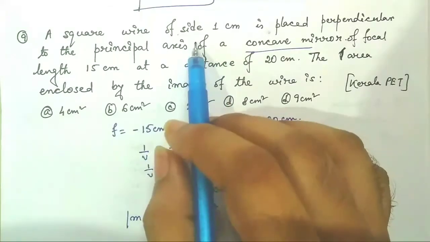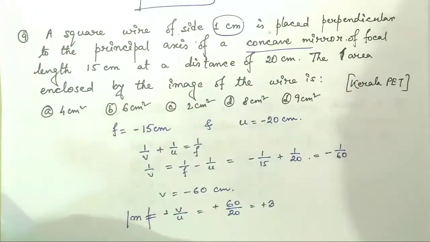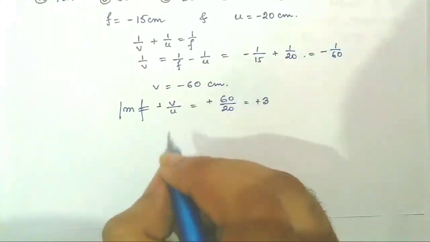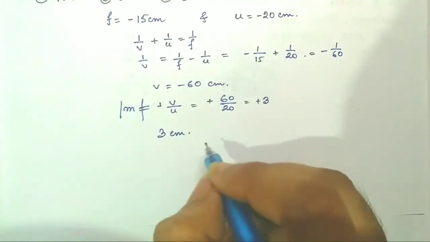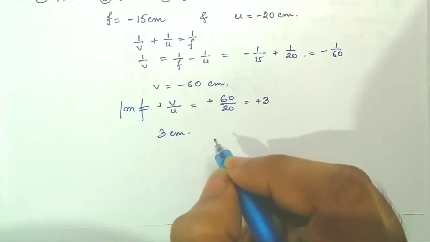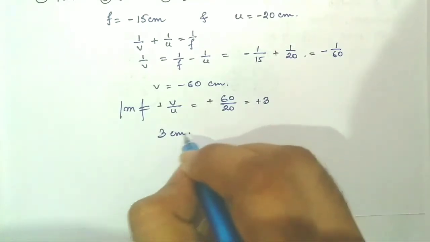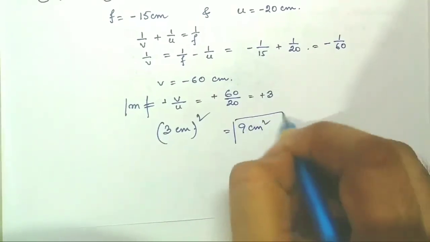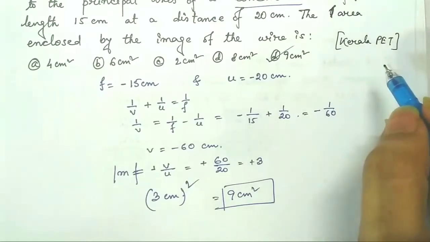Now each side of the object is 1 centimeter. Since the magnification is 3, then what will be each side of the image? Each side of the image will be 3 centimeter. If each side of the square of the image is 3 centimeter, then what will be its area? Its area will be side square, that is 9 centimeter square. So option D is the right answer.